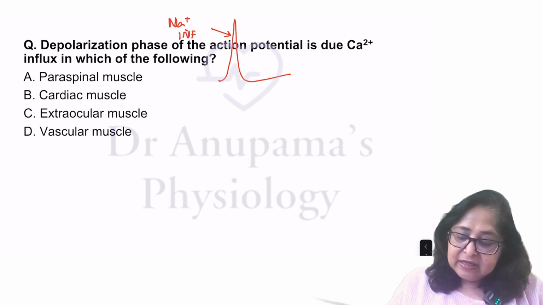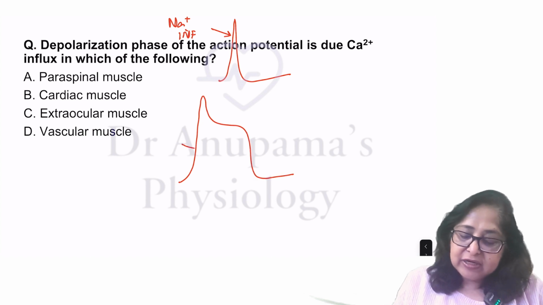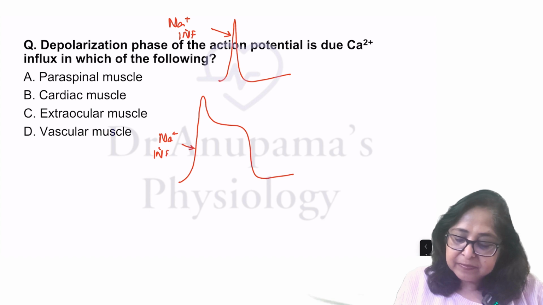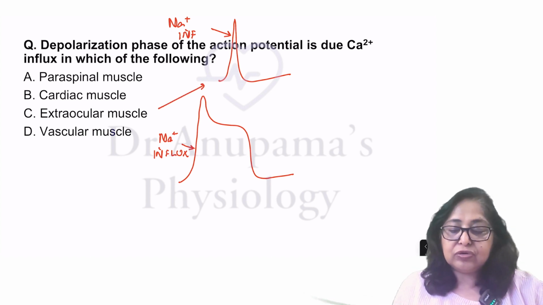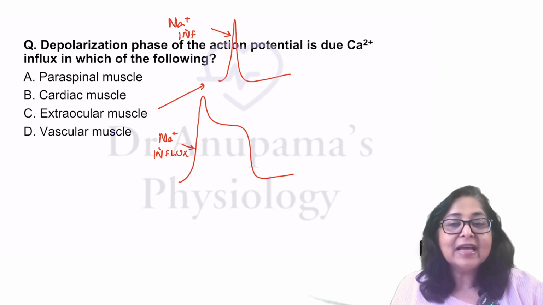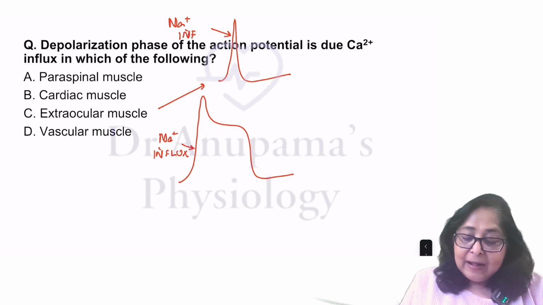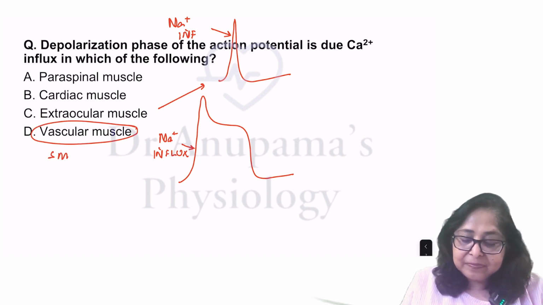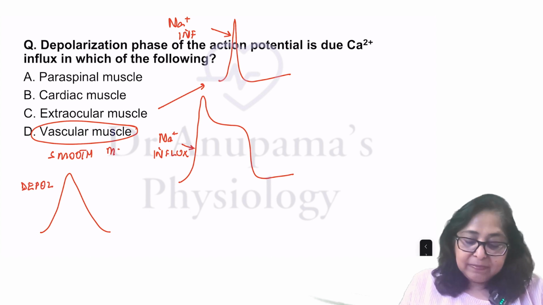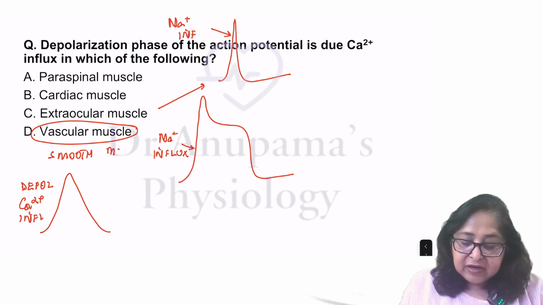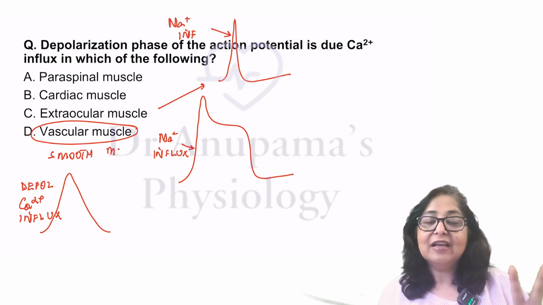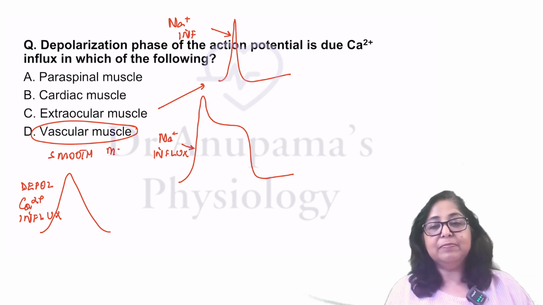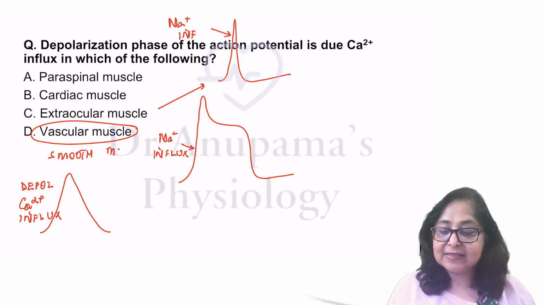Cardiac muscle, the depolarization phase of the plateau potential is again due to a sodium influx. Extraocular muscles, these are skeletal muscles, voluntary, so they will also have a similar action potential as the paraspinal muscles, where the depolarization is due to sodium influx. But vascular muscle is a smooth muscle. And in the smooth muscle, the depolarization phase is not due to sodium, but due to a calcium influx. There are two tissues where the depolarization is due to calcium influx: the pacemaker cells of the heart and the smooth muscles. Smooth muscles of the GI tract, smooth muscles in blood vessels. Here the depolarization is because of calcium influx.